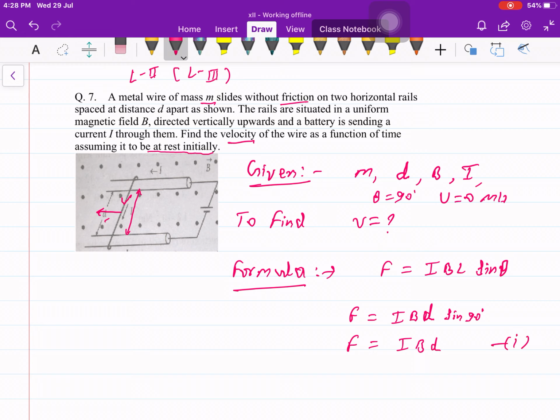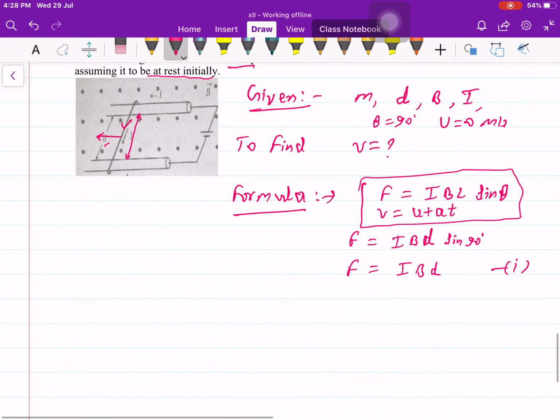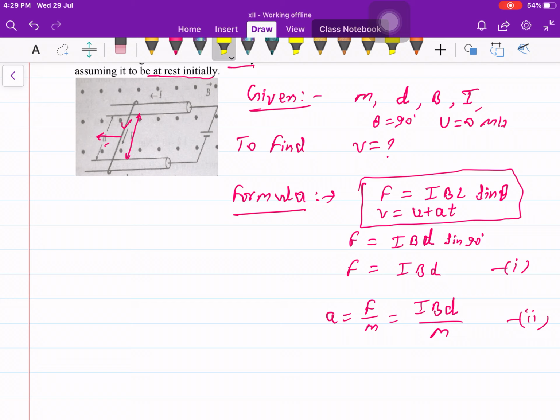But this is the force, we need to calculate velocity. Now what is the formula for velocity? V is equal to u plus a t. These two formulas we are going to use here. The first formula gave us force, but in the second formula we need acceleration. So force can be converted into acceleration. We already know a is equal to F by m, and the mass of the wire is given, that is m. So acceleration will be I B d upon m. This is our equation 2. Put this value in this formula, in this one.